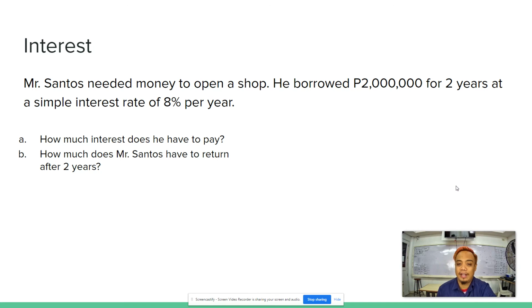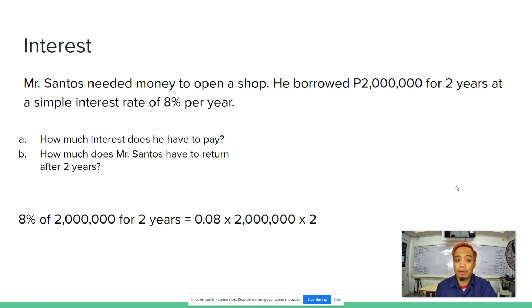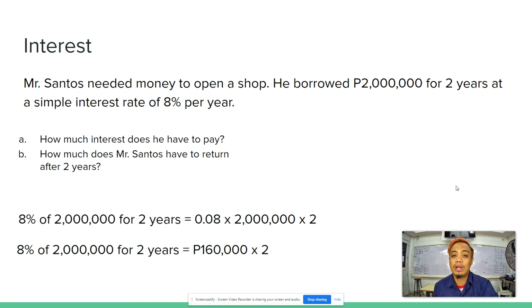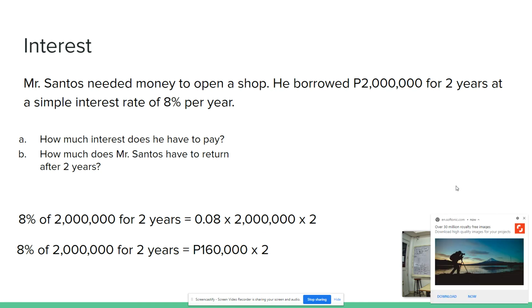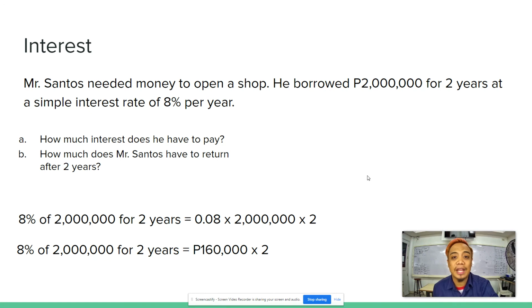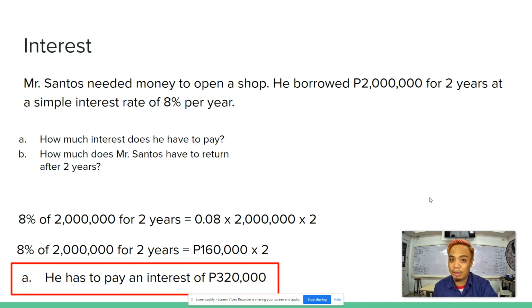Let's answer first letter A. We know that he borrowed 2 million pesos and there's an 8% interest. Therefore, we will multiply 0.08 times 2 million. Once you have that, which is 160,000 pesos, we have to multiply it by 2. Why? Because the interest is 8% per year. Therefore, 160,000 for the first year and 160,000 for the second year. So the interest that he has to pay is 320,000 pesos.